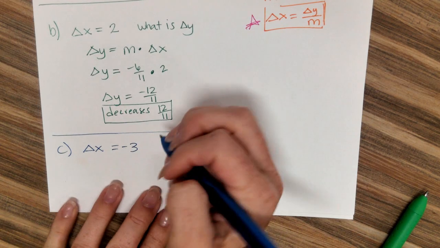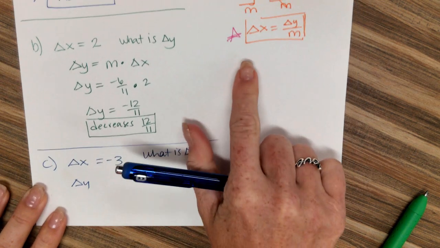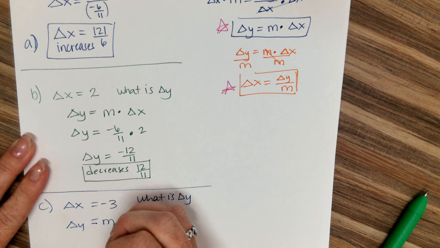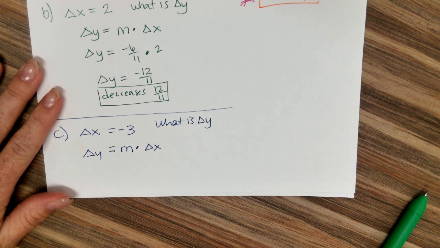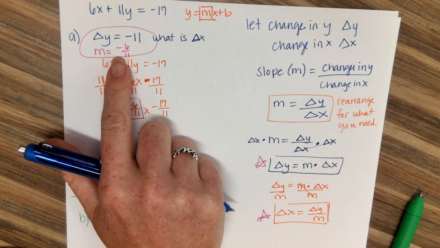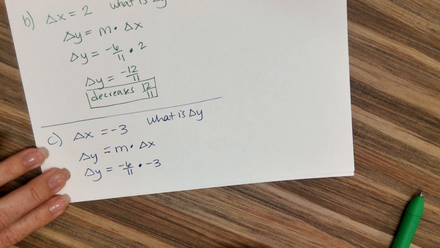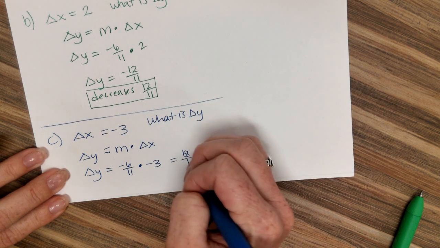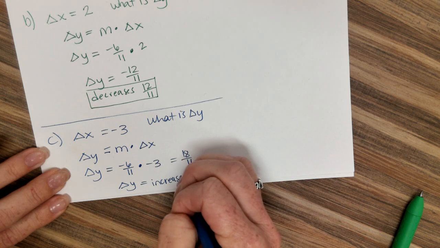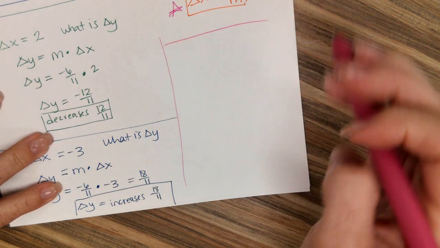Now we're looking for the change in y. So what is the change in y? Well, I'm going to use this one again. So the change in y is equal to the slope times the change in x. We already know the slope, it's from up here. The slope is negative 6/11 times the change in x, which is negative 3. And if you multiply straight across, that's 18/11. It's positive. So the change in y increases by 18/11. We'll come over here and do the last part, which is D.